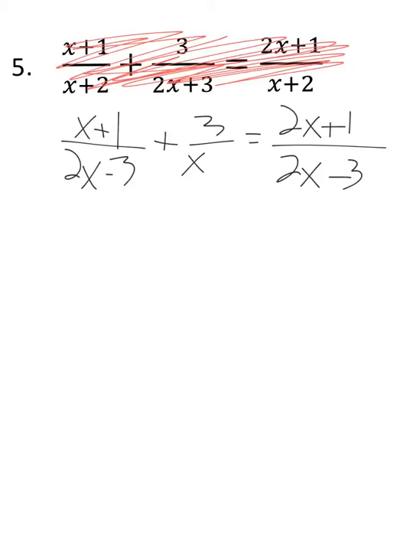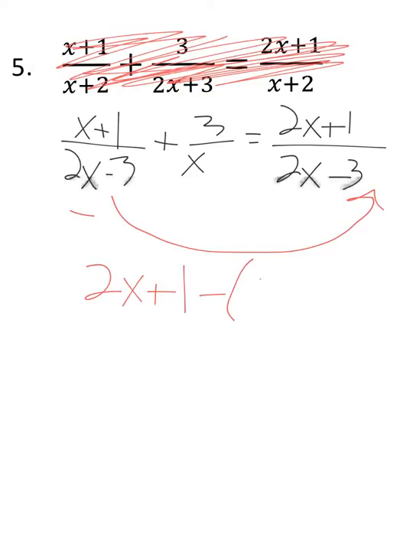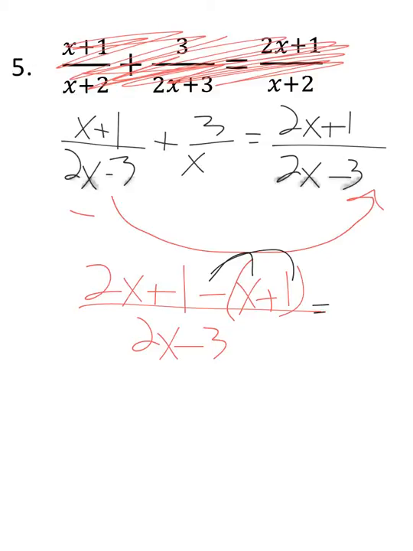I have the same bottoms, the 2x minus 3's. So I just need to subtract this fraction over there. And so it's going to say 2x plus 1 minus, and then it's a good idea to write it in parentheses, x plus 1, and all that's over 2x minus 3. The reason why you want to put it in parentheses is so you remember to distribute the negative, because it's saying 2x minus x, and then it's saying 1 plus 1 minus 1, and so that's going to make 0.